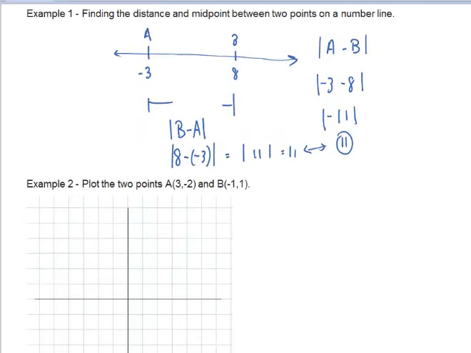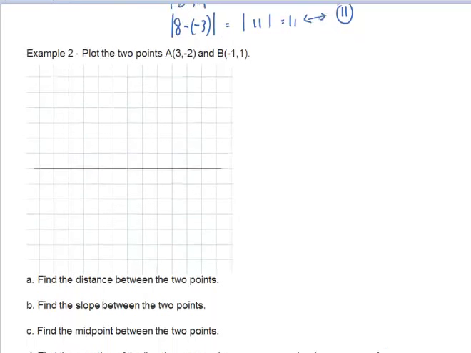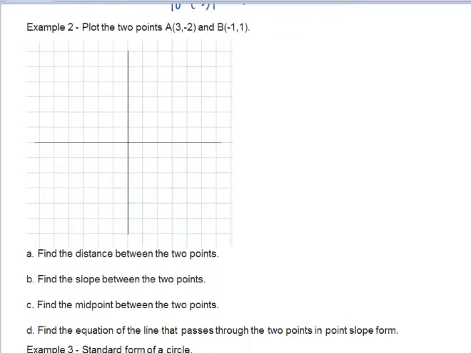On our next problem with the example, we have two coordinate points given to us, and we'd like to find the distance between the points, the slope between the points, the midpoint between the 2 points, and an equation of the line that passes through them in point-slope form.